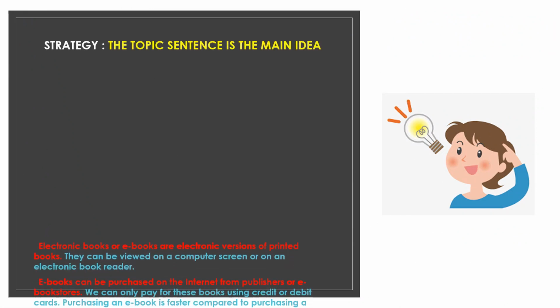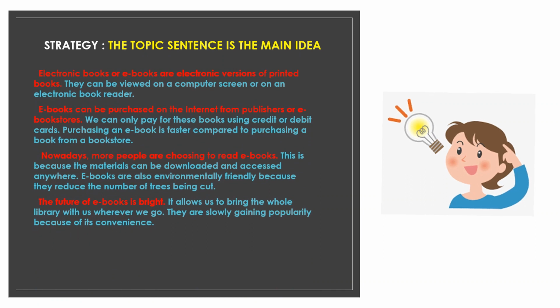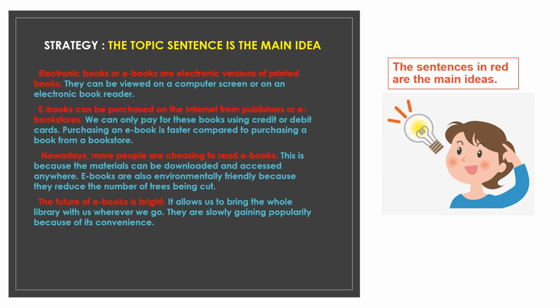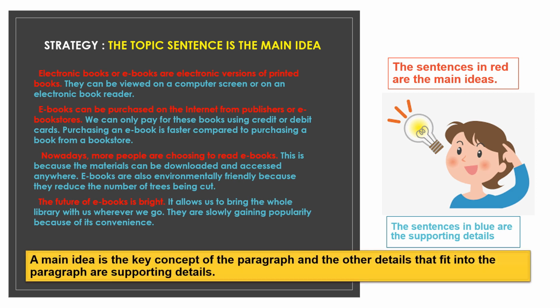There are a few strategies for discovering the main ideas in paragraphs. In the textbook, I figured out that this strategy is used. The topic sentence is the main idea. So, we will focus on this strategy. Look at the paragraphs. The topic sentences in red are the main ideas. The blue sentences are the supporting details. A main idea is the key concept of the paragraph, and the other details that fit into the paragraph are the supporting details. The strategy used is the topic sentence is the main idea.